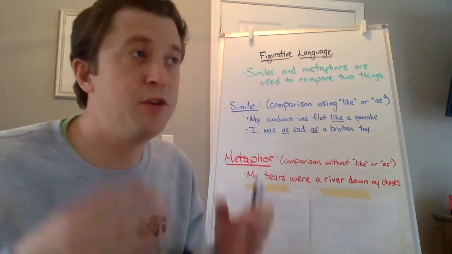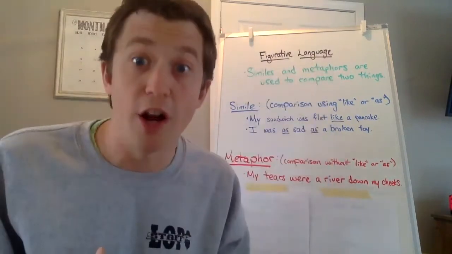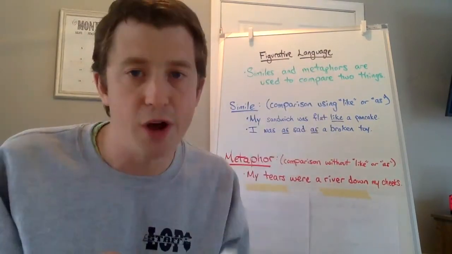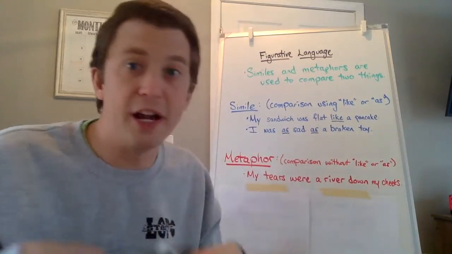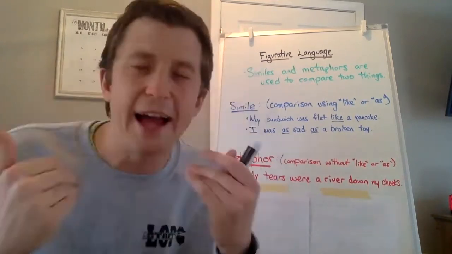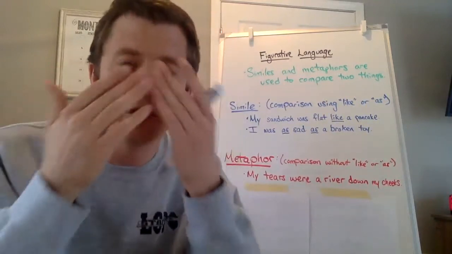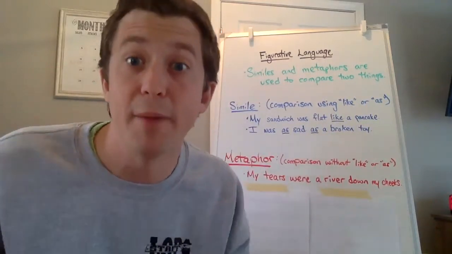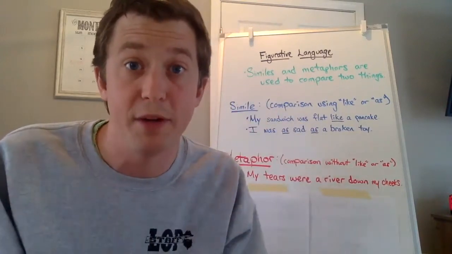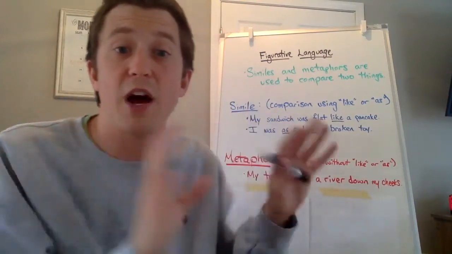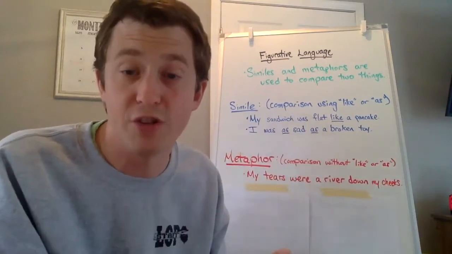Now, if you think about it, a river is a lot of water, right? It's not a couple drops. So that should be a little bit of a fun way to show people that I am really crying a lot. Now, crying might not be the funnest thing, but this is a fun way to write about it or to describe it. Okay, remember, this is how we can make our writing more interesting.